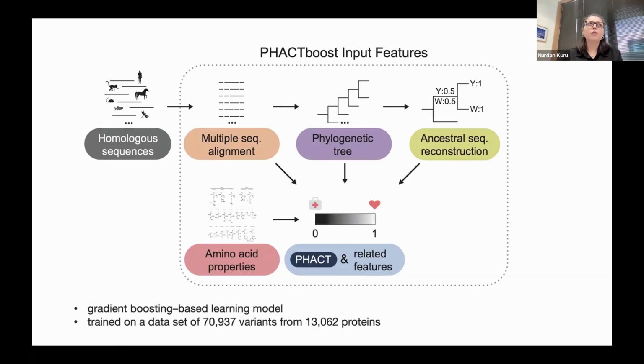What I mean by component is that FACT has different processes, like scores coming from tree reversals, scores coming from the position diversity, etc. All of these components are taken as different input features in FactBoost. And we trained our model on more than 13,000 human proteins with more than 7,000 variants coming from ClinVar, UniProt's Homo sapiens variations database, and gnomAD.